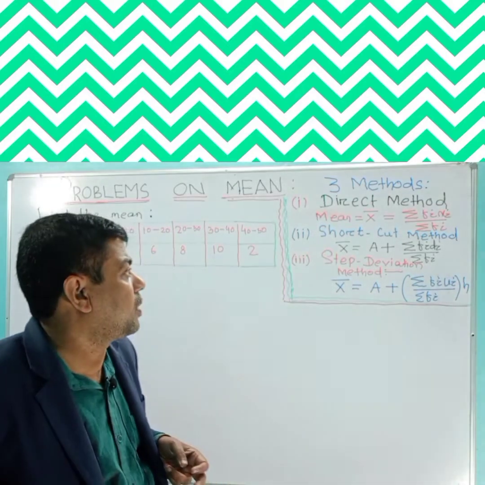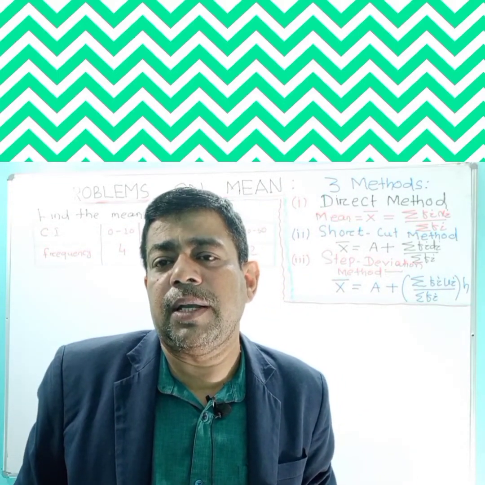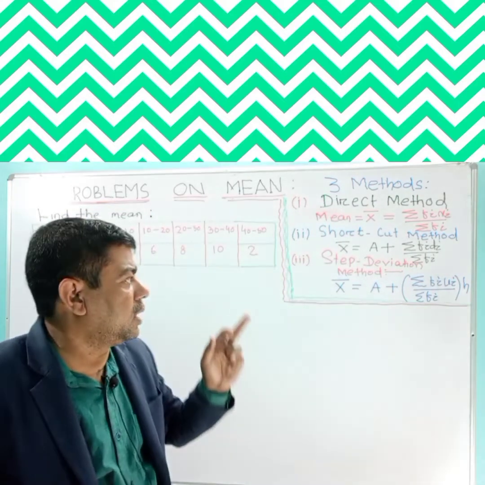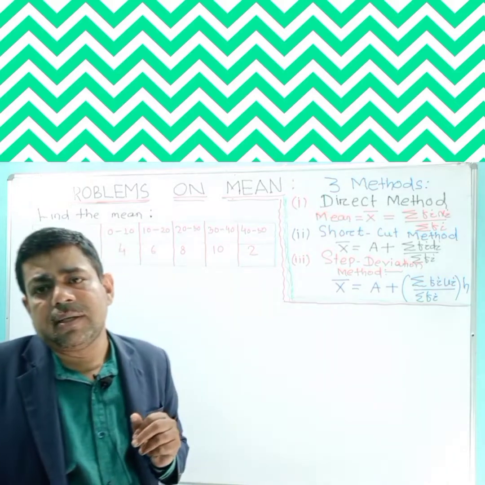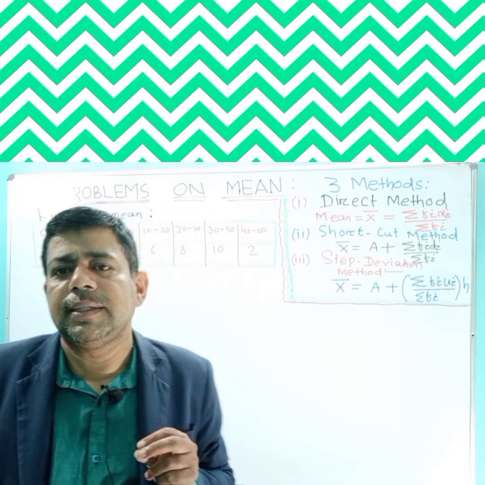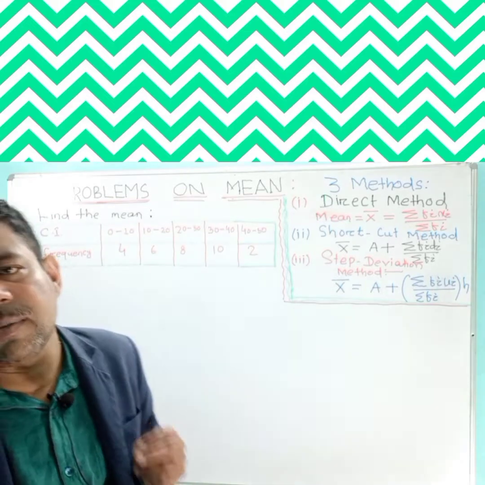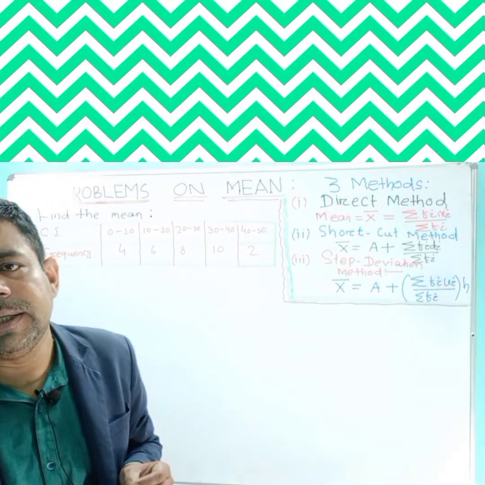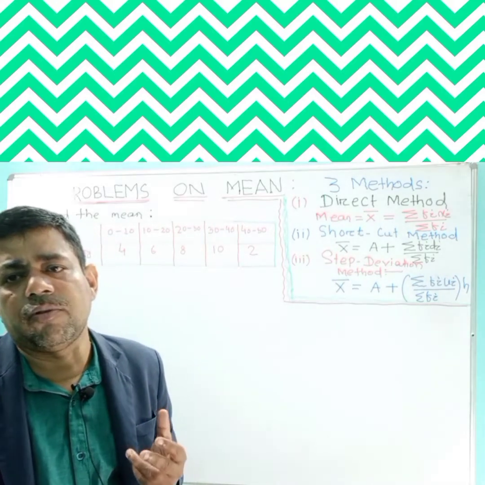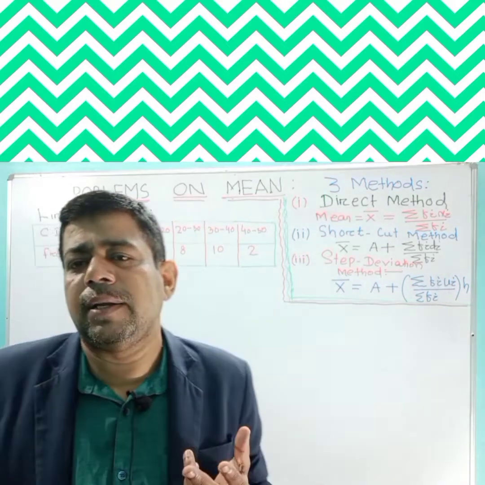In the direct method, the mean x bar is equal to summation of fi xi divided by summation of fi. In the shortcut method, x bar is equal to a plus summation of fi di divided by summation of fi, where di is equal to xi minus a. I will tell you what a is, the starting point, and how to find it. And di is the deviation, di is equal to xi minus a.